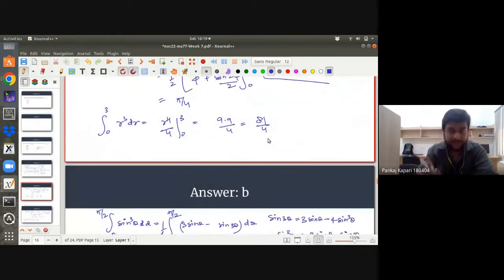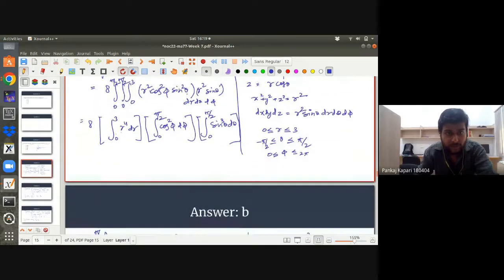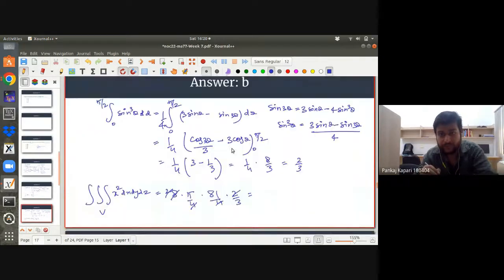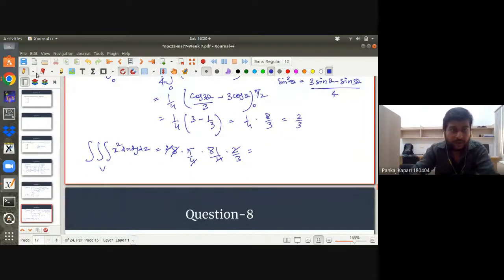Okay, so I made another mistake. Note that this integral is r to the power 4. Integral of r to the power 4. So this will come out to r to the power 5 by 5 from 0 to 3. So again we'll have 81 times 3 divided by 5. Okay, so let's write this integral again.